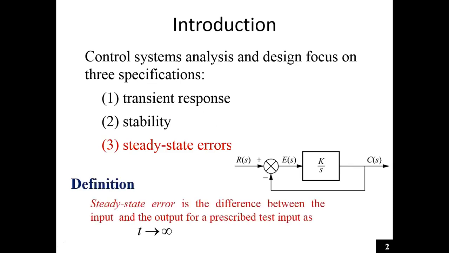Steady state error is the difference between input and output for a prescribed test input as time approaches infinity. Like in this closed loop system, we will have any test input and we will see what the output will be. The difference between input and output will be equal to the steady state error, but when time approaches infinity.